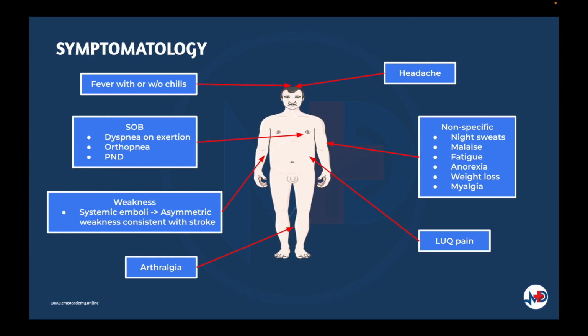Endocarditis should be considered a differential diagnosis in any unwell patient with relevant risk factors. Fever accounts as the commonest presentation, which is associated with chills, anorexia, and weight loss. Other non-specific features include malaise, arthralgia, myalgia, night sweats, and abdominal pain. In complicated cases, one may present with associated focal weakness, which happens due to systemic emboli, which results in asymmetric weakness consistent with a stroke.